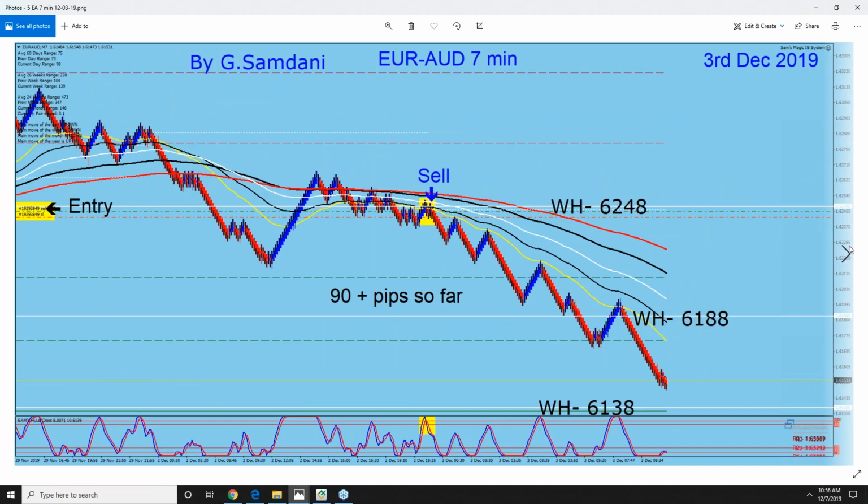And you can see Euro Aussie, the target was this. I had a couple of charts here, but I just disregarded them when it was here. The target was 61.38, but since the daily range was about to end, I closed the trade before the target. But it's still 90 pips, right?